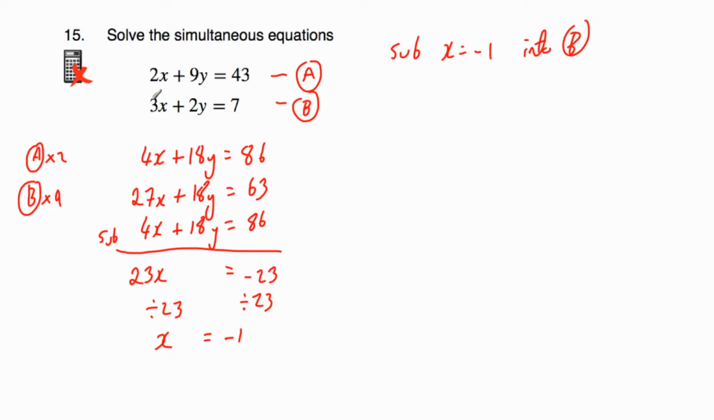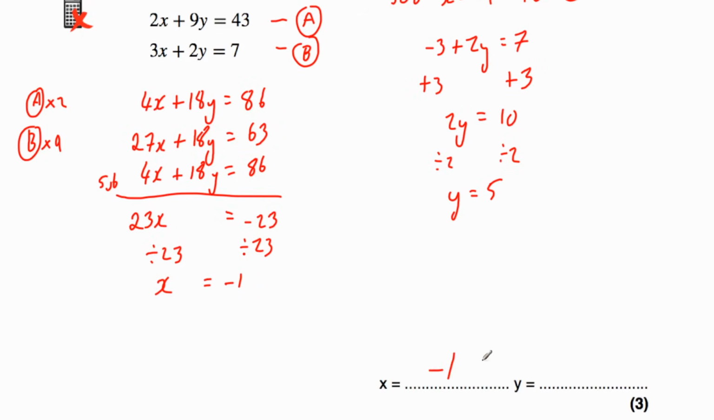And when we do that we get, well, 3 times minus 1 would be minus 3, plus 2y equals 7. Now we want to find what y is, so we want to get rid of this minus 3 and we want to get rid of this 2. So let's add 3 to both sides. Minus 3 plus 3 is 0, so we'll just be left with 2y on the left-hand side. And then 7 plus 3 is equal to 10. Now let's divide by 2 and divide by 2. And when we do that, we get y is equal to 5. So we've got x is equal to negative 1 and y is equal to 5. So that's our answers.